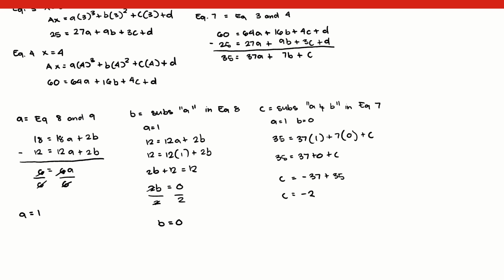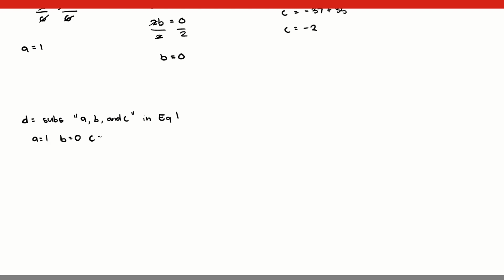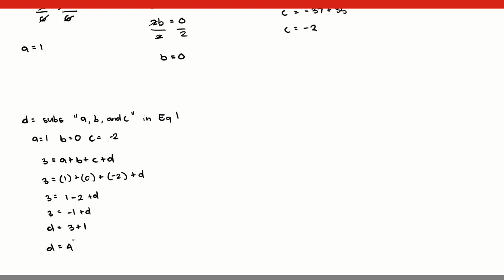To find the value of d, let's use equation 1 and substitute the values of a, b, and c, wherein a equals 1, b equals 0, c equals negative 2. 3 equals a plus b plus c plus d. 3 equals 1 plus 0 plus negative 2 plus d. 3 equals negative 1 plus d. 3 plus 1 equals 4 equals d. So our d is 4. So now that we have the values, a is equal to 1, b is equal to 0, c is equal to negative 2, and d is equal to 4.